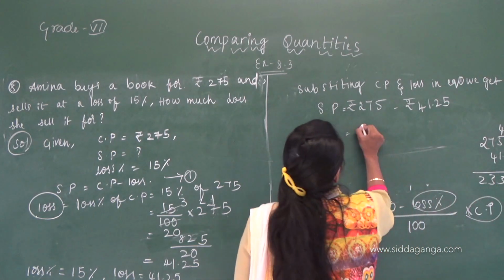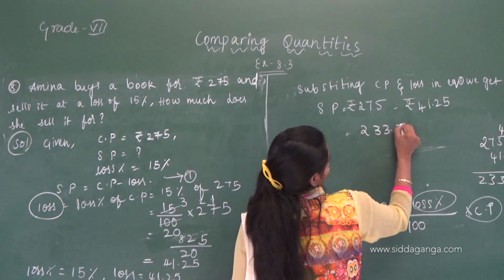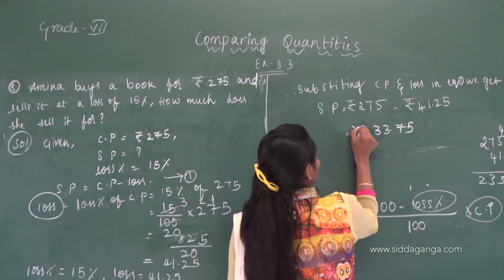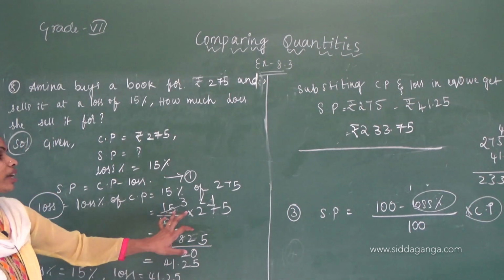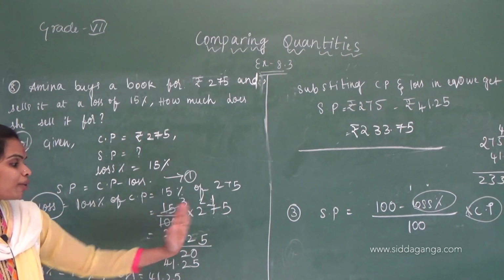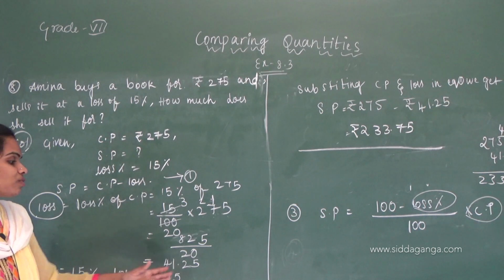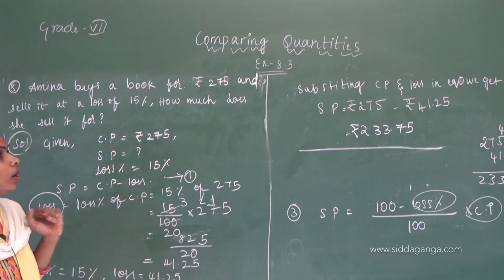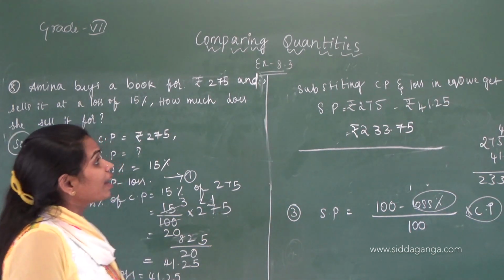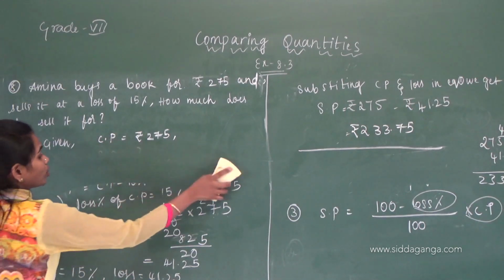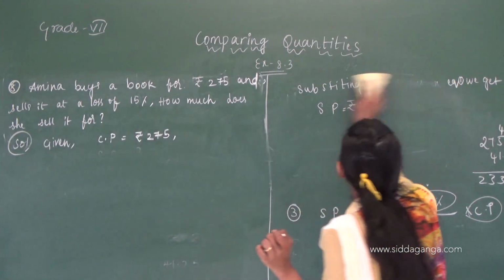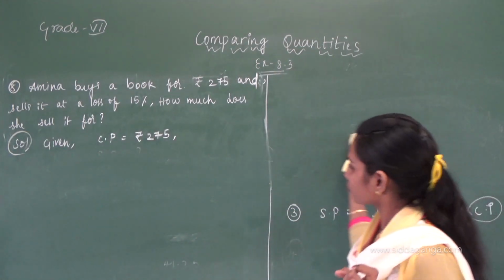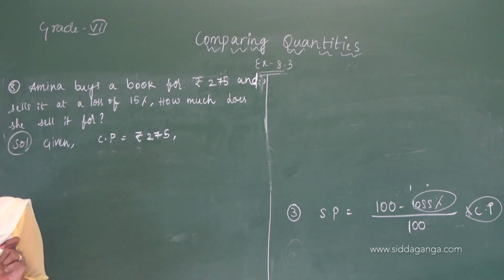What is the selling price of that particular item? It is 233.75. Otherwise, you can take 15 also, multiplication also we can take. Otherwise we can go for the simplest form also by using formula. Now by using formula, how do we have to do this one? How do we have to use that?